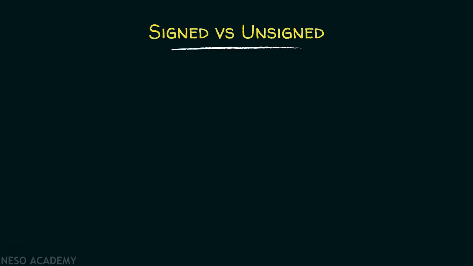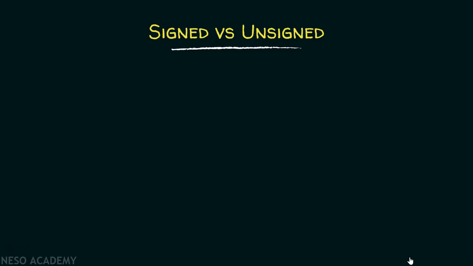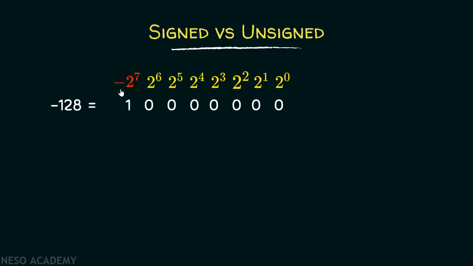To understand this concept, let's consider the extended ASCII table once again. 0 to 127 is same for both signed and unsigned range. Difference comes in minus 128 to minus 1 in signed range and 128 to 255 in unsigned range. Let's write down the 2's complement representation of minus 128 in binary. There is one important point to note. Here we can see the place value is minus 2 raised to the power 7, and this is not the usual case when we are representing a positive value, right? This is minus 2 raised to the power 7.